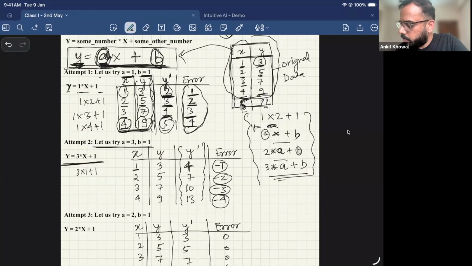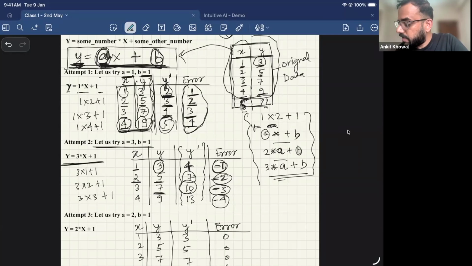3 into 1 plus 1, so my output becomes 4. But what was the data I had already been provided? 3, right? So the error is -1. I take this data point, 3 into 2 plus 1. My output is 7. But the training data said that the output for 2 will be 5. So I'm wrong by 2, right? Then 3 into 3 plus 1, my output is 10, but the training data says that the output will be 7, right?